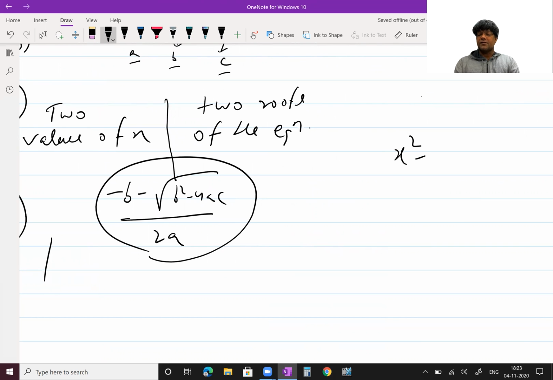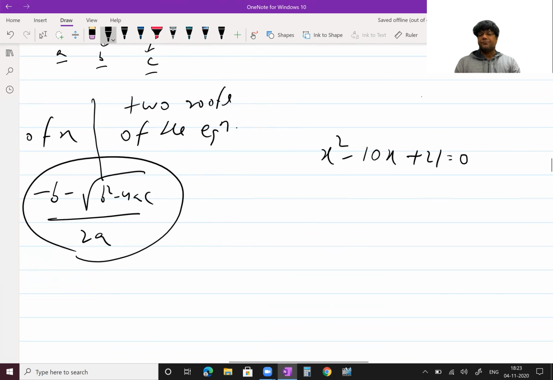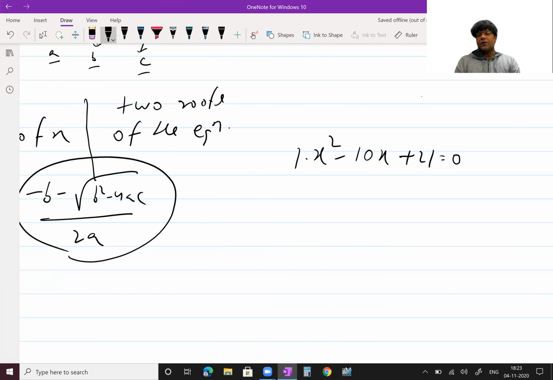X square minus, suppose I will take, what I will take? 10. So 7 and 3, 10x, 7 times 3 is 21. x square minus 10x plus 21 is equal to 0. This is the equation. So your a value is how much? a is equal to 1, b is equal to minus 10, c is equal to 21.